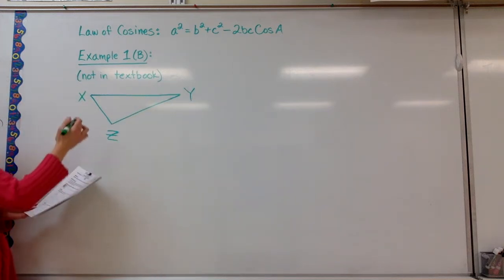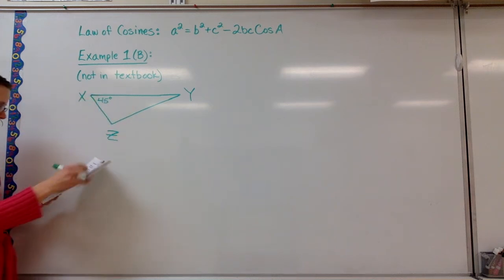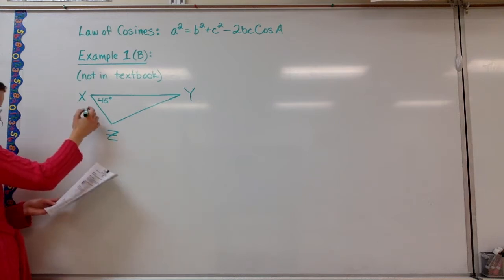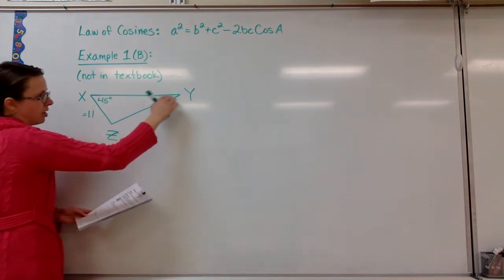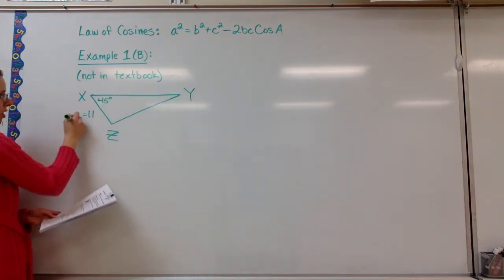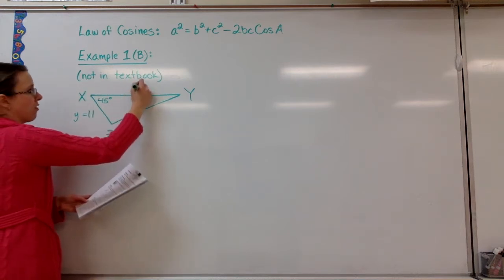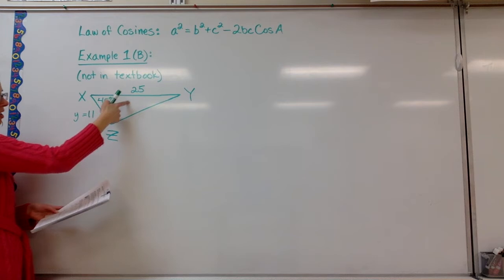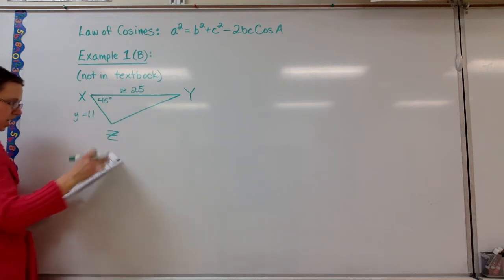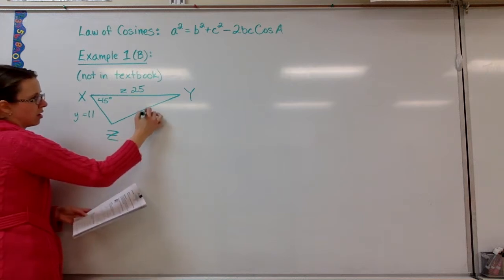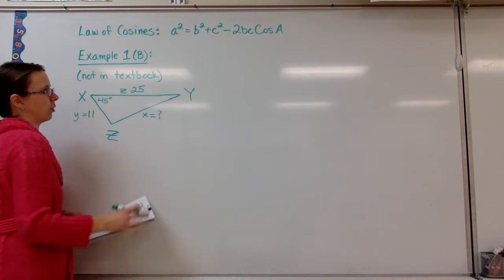And this time we know that the measure of angle X is 45 degrees. XZ is 11, which remember is the side that is opposite angle Y, so we're going to call that little y. XY is 25, and that is the side that is opposite angle Z, so that's going to be called little z. And what we're going to need to figure out is this third side here, which is the unknown, okay?